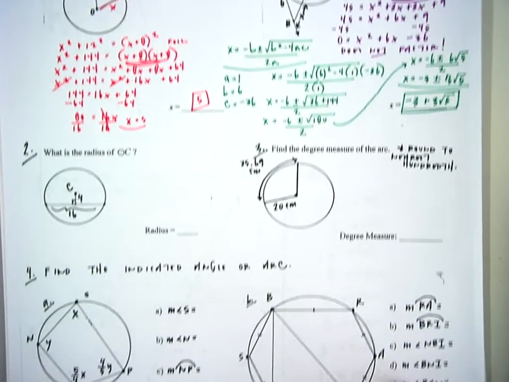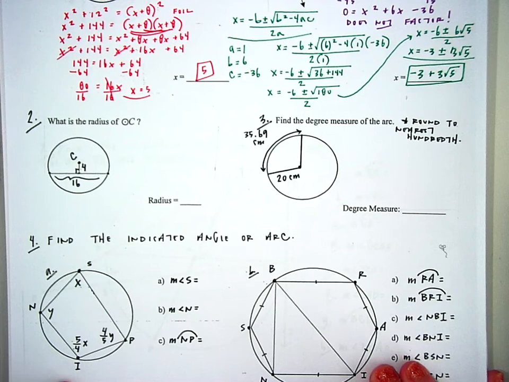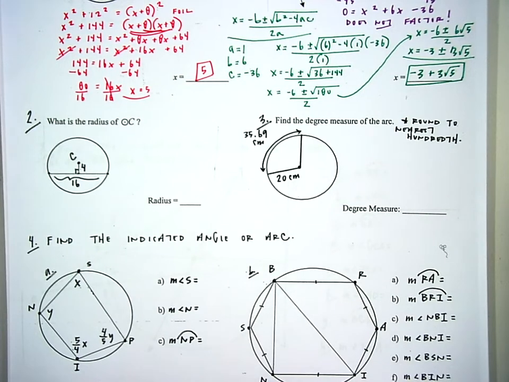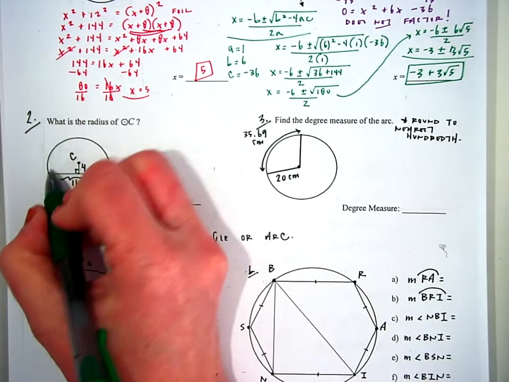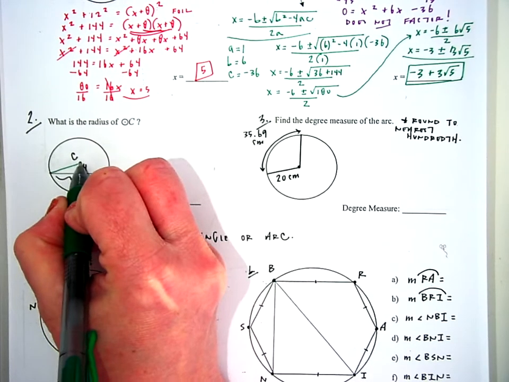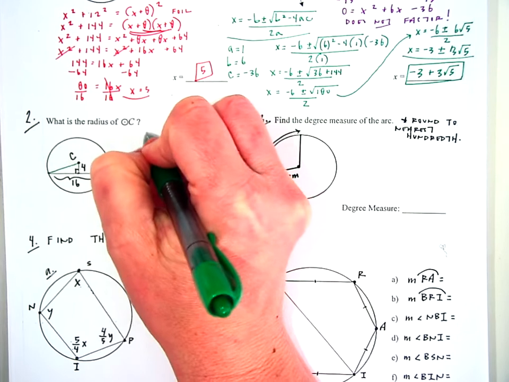All right, next up, what is the radius of circle C? Well, when I look at my picture, I actually don't have any radii marked. The radius would always be connecting the center to any point on the circle. So I can draw one in. So let's draw in a radius like so. So now I have a right triangle. Let me draw it off to the side.